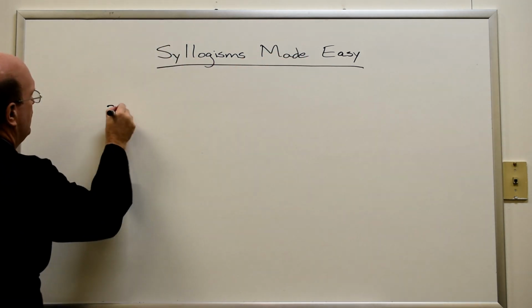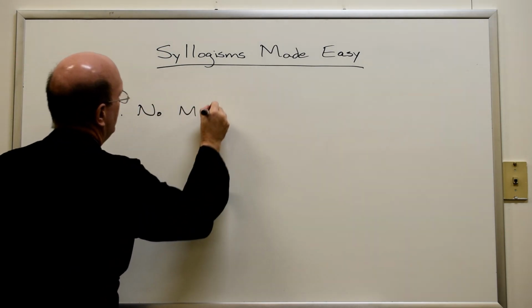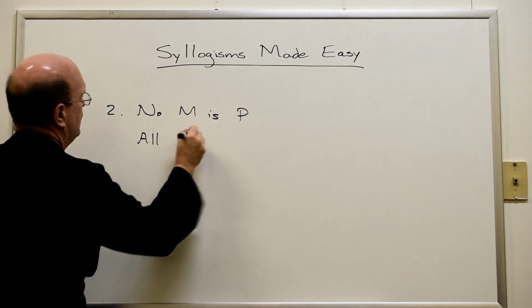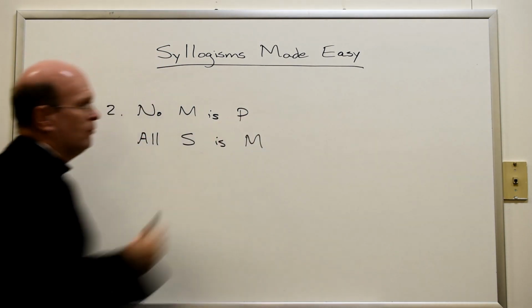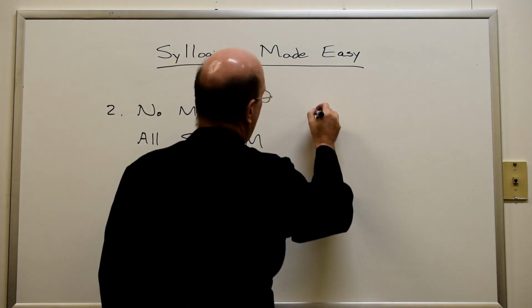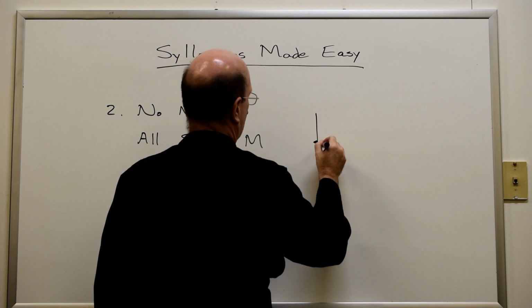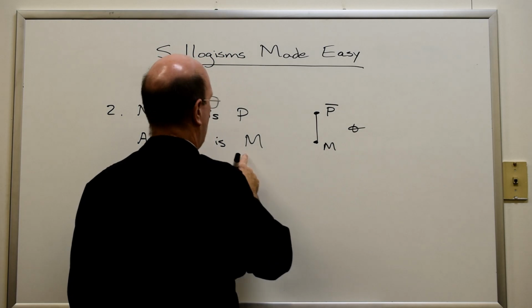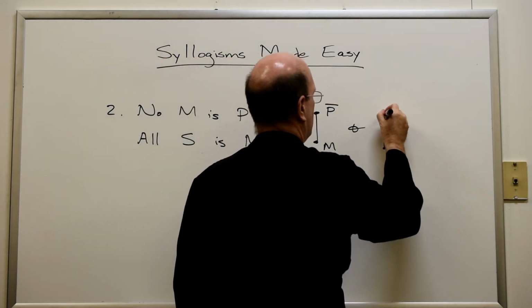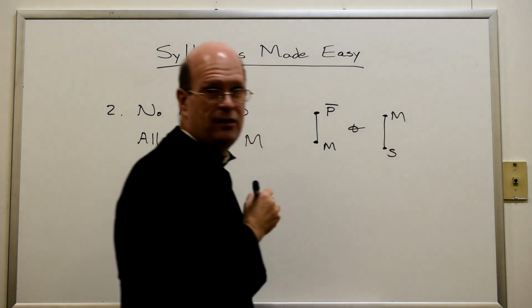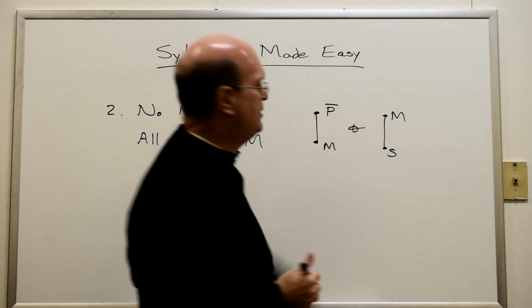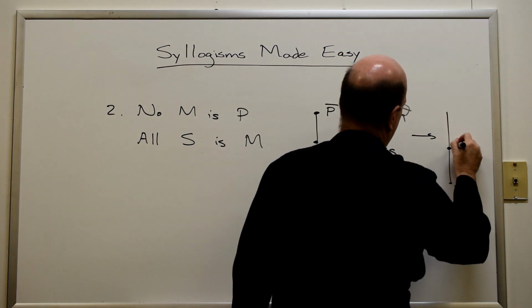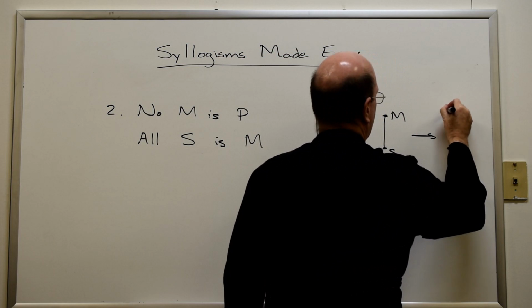Okay, let's do another. How about I say no M is P, and I say all S is M. What do we get there? Well, I say no M is P. In other words, all M are not P. And all of the S's still belong to the M's there, like that. And again, when I put these two figures together, the only way to put them together is to have S here, M here, and not P up here.